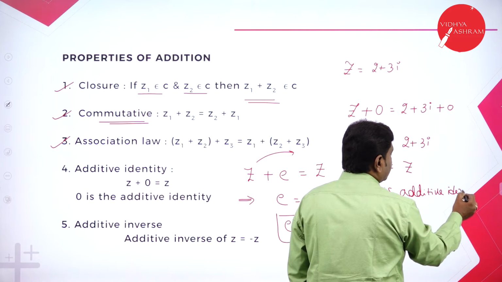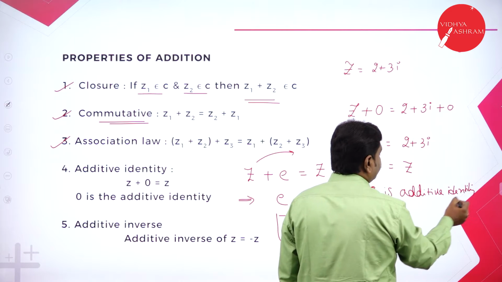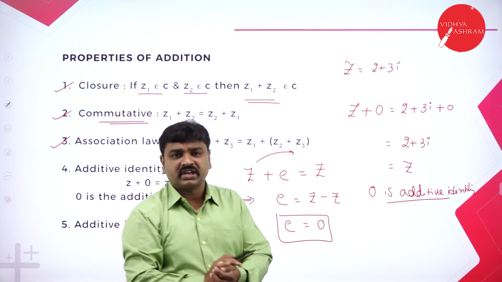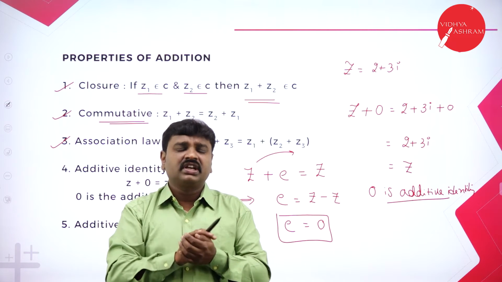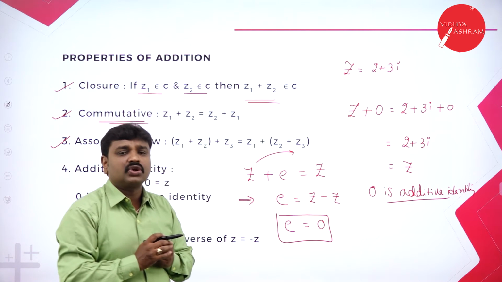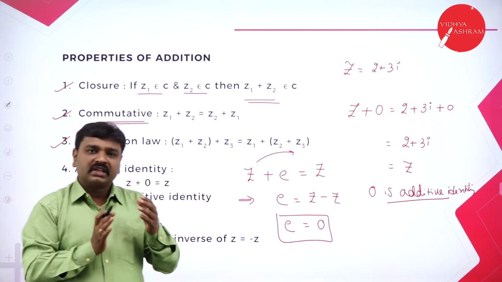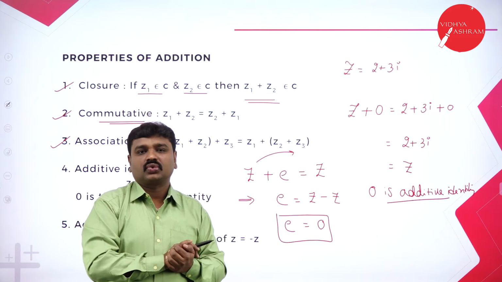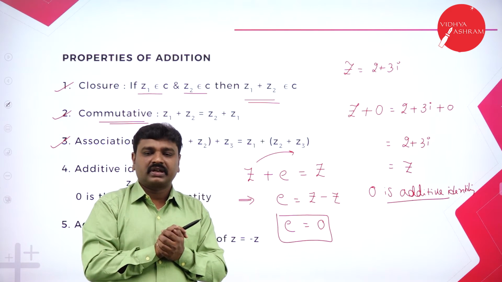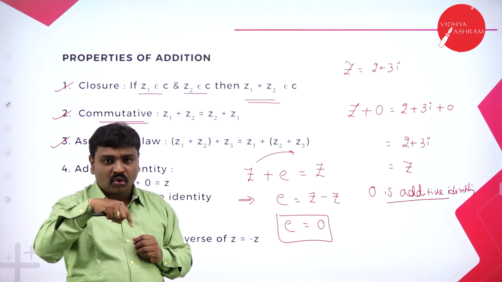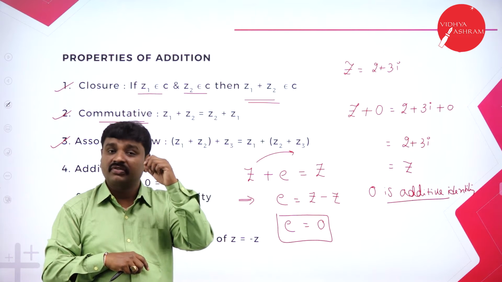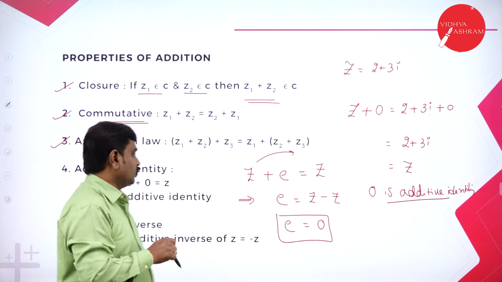So in the addition operation, identity is what? 0. What is the additive identity? 0 is the identity element for the operation addition in complex numbers. Or I say 0 is the additive identity. Like that we'll have a multiplicative identity also. Now I have done additive identity. I hope all of you understood this. For addition, what is the identity element? 0 is the identity element for addition of complex numbers.